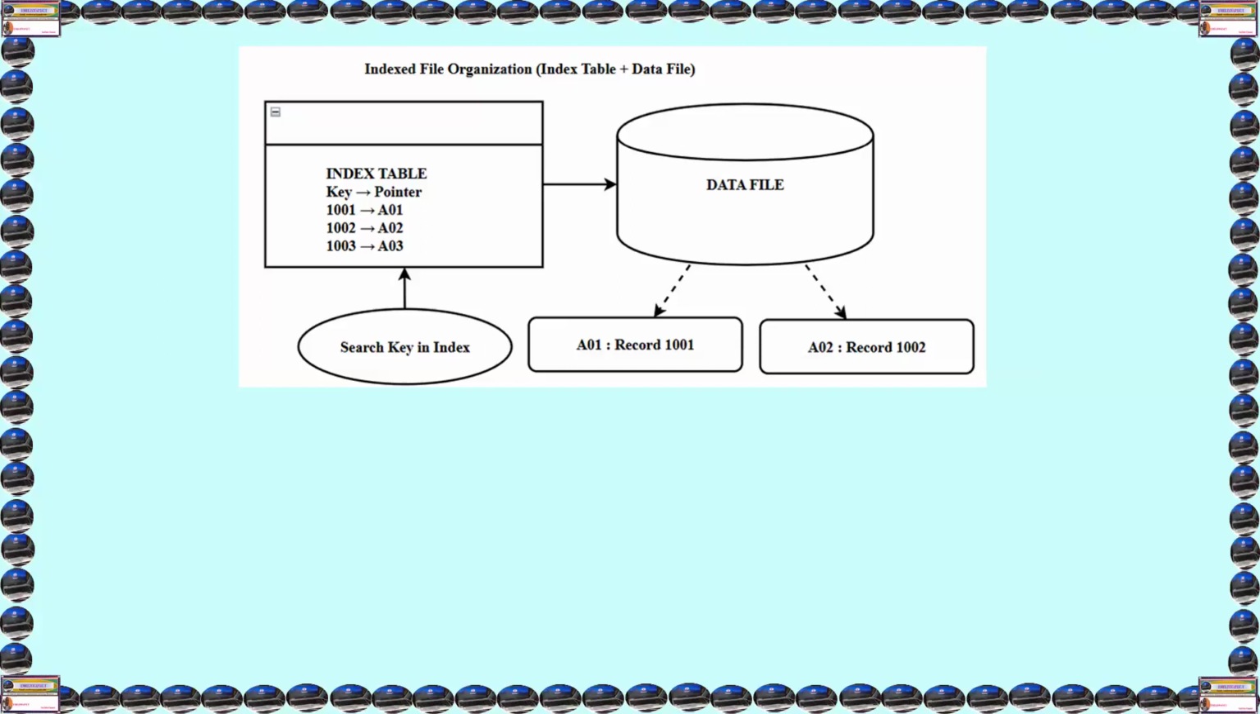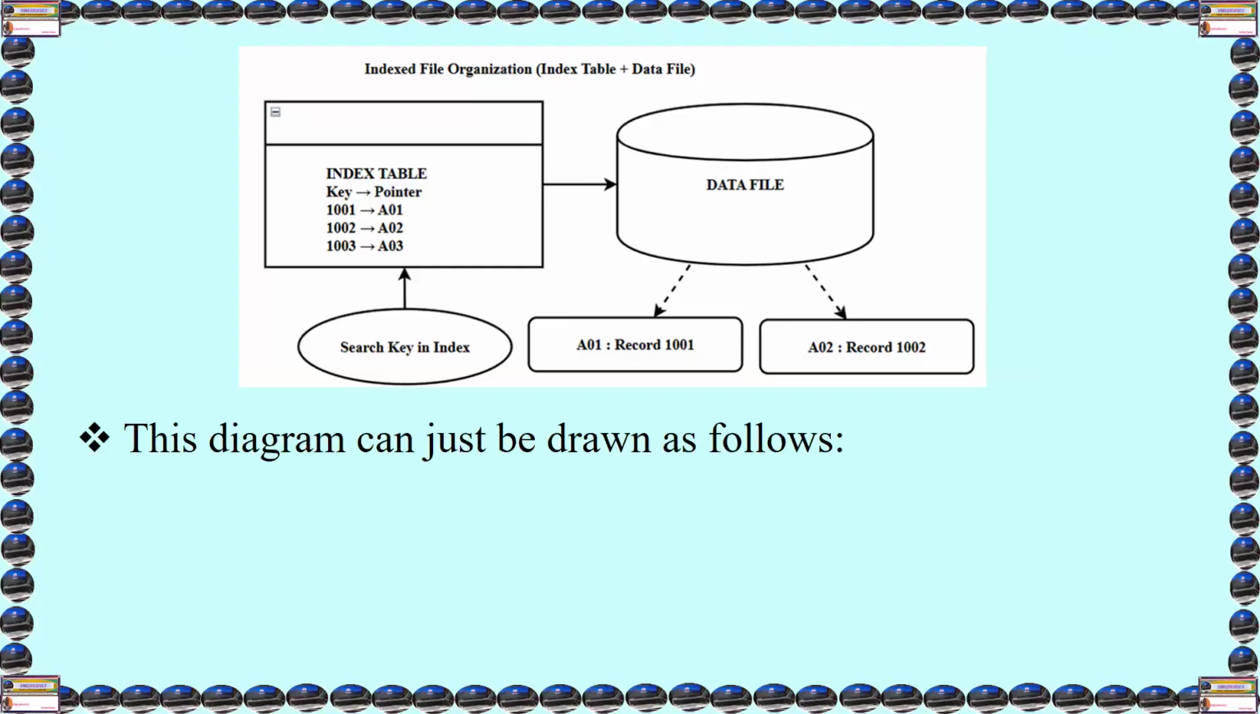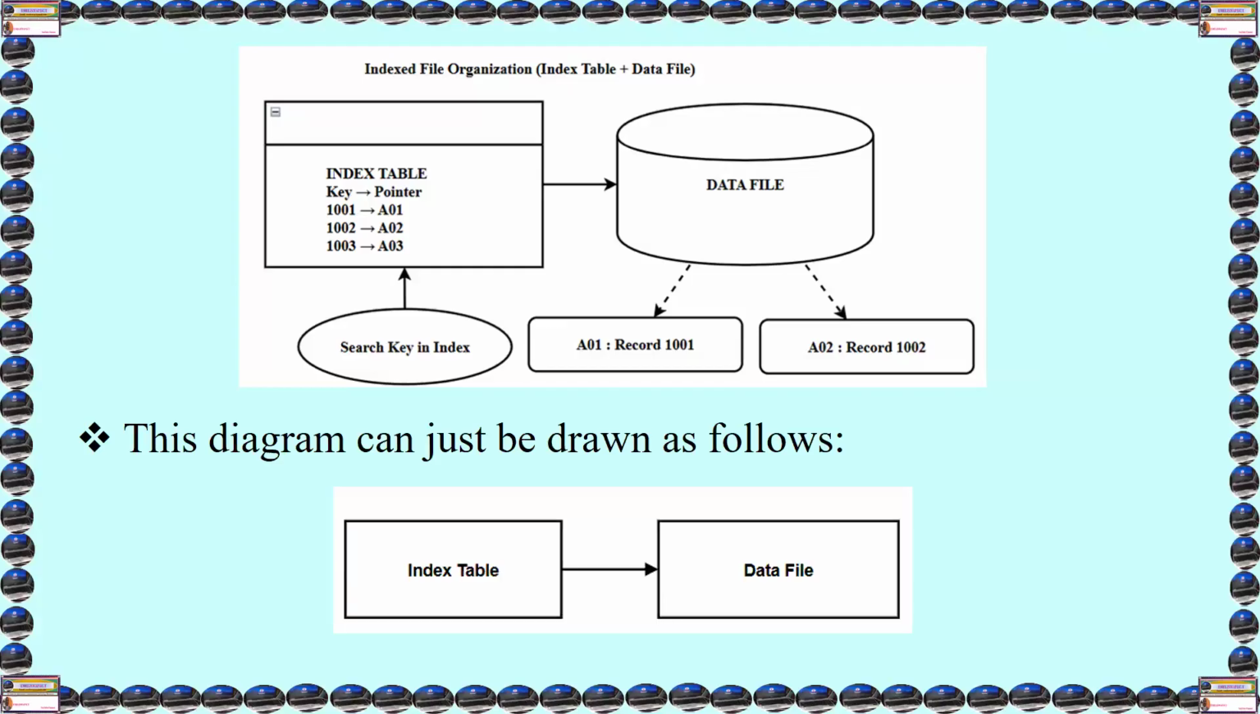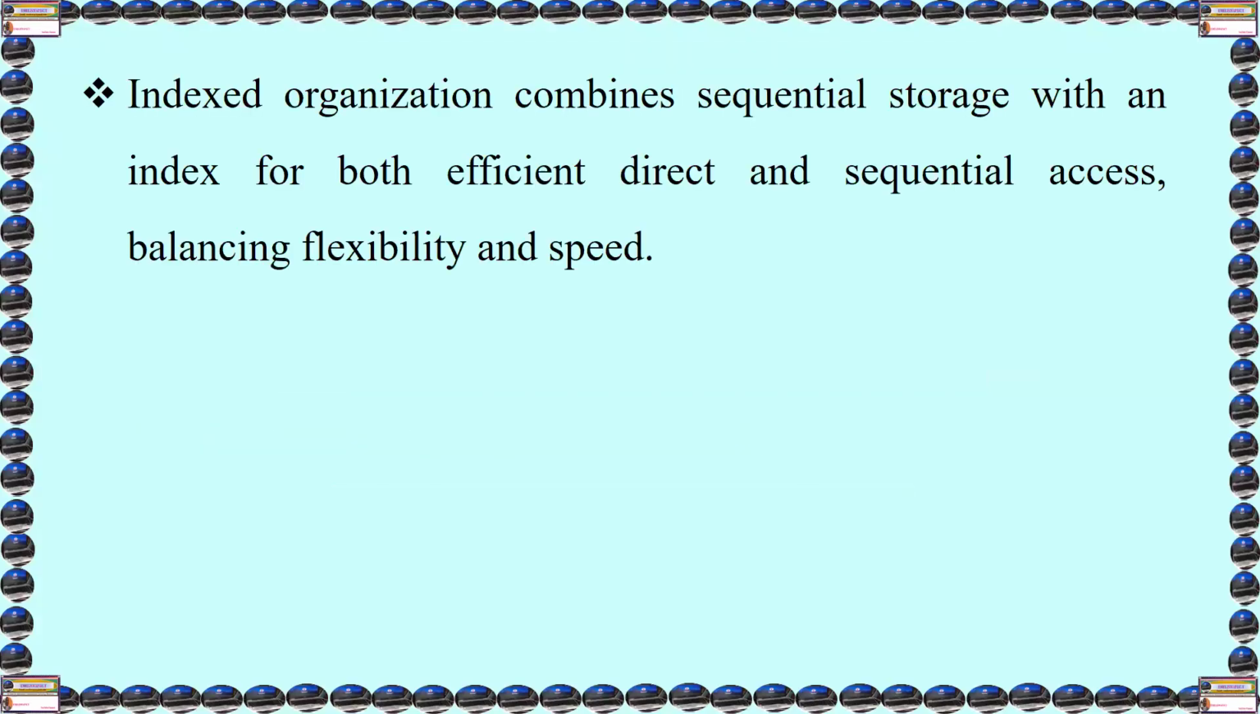The same can be done for another record, for example, A02. So this diagram can just be drawn as follows. You have the index table and the data file. And it is also important to note that indexed organization combines sequential storage with an index for both efficient direct and sequential access, balancing flexibility and speed.